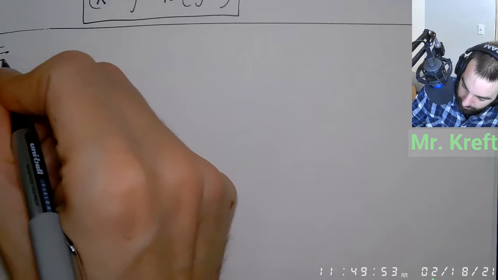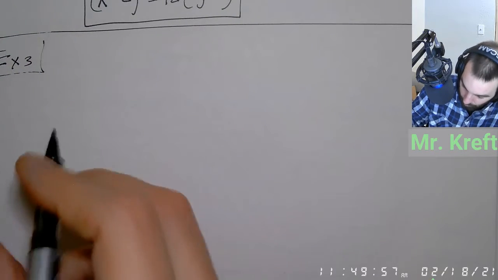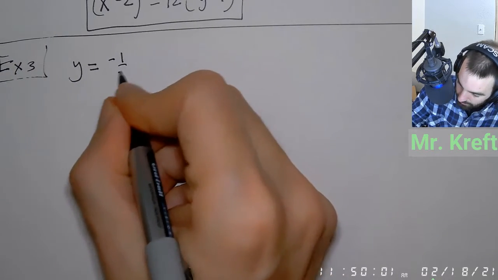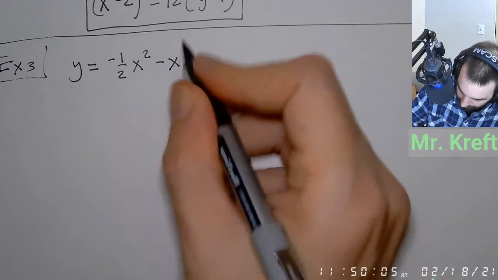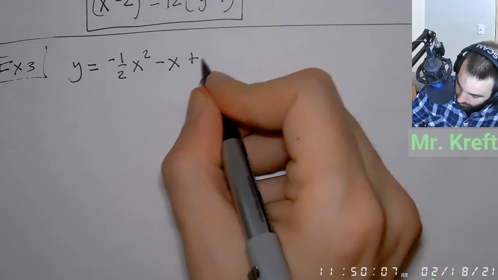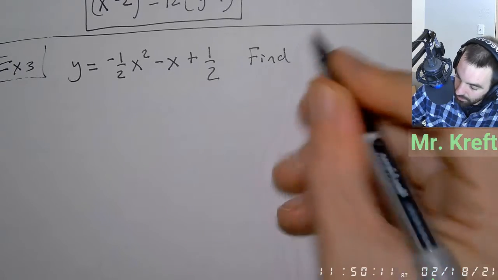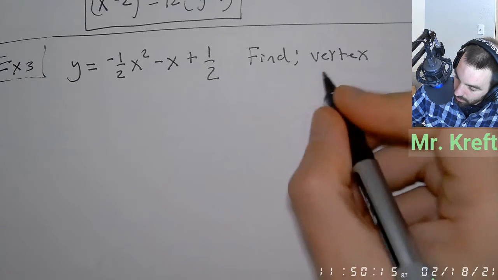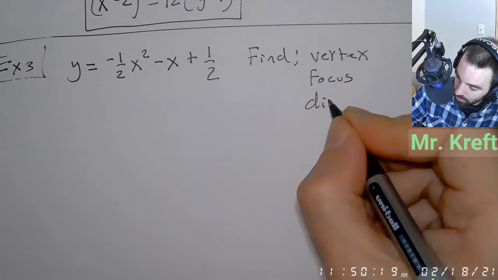So here's example 3. Let's say we have y equals negative 1/2 x squared minus x plus 1/2. And we want to find the vertex, the focus, and the directrix.